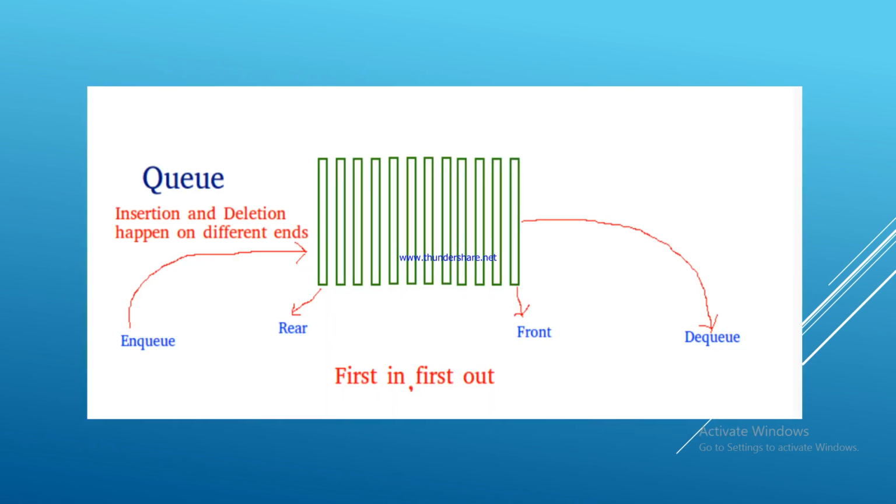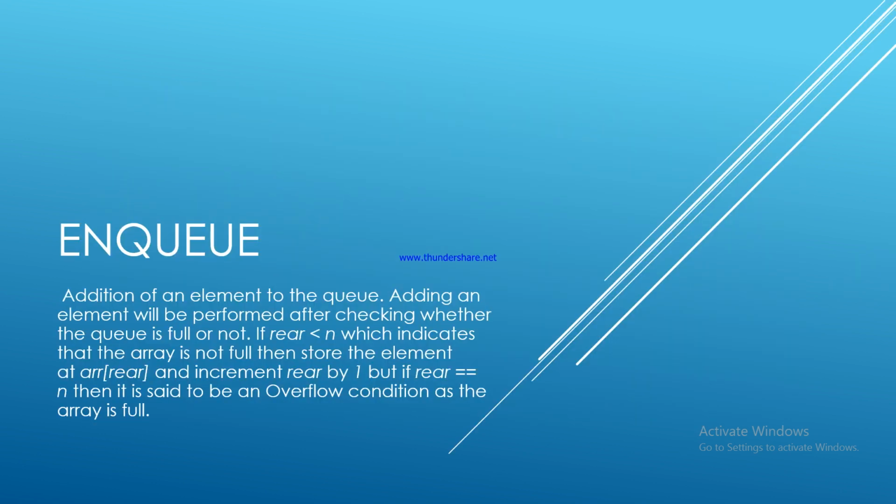Here is a simulation of a queue. Insertion and deletion happen on different ends. ENQUEUE, the addition of a new element to the queue, is called ENQUEUE. Adding a new element is performed after checking whether the queue is full or not. If the queue is full, no new elements will be added. If the queue is not full, then an element can be added to the queue.